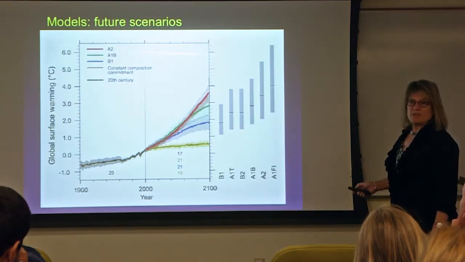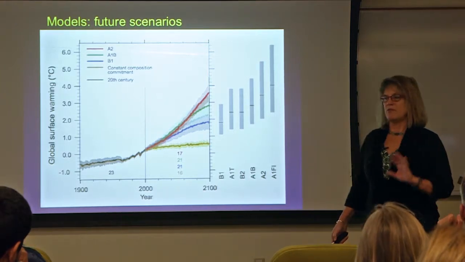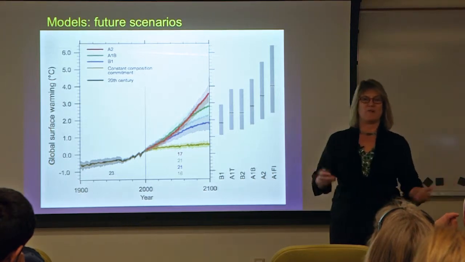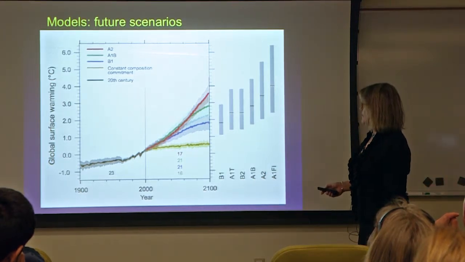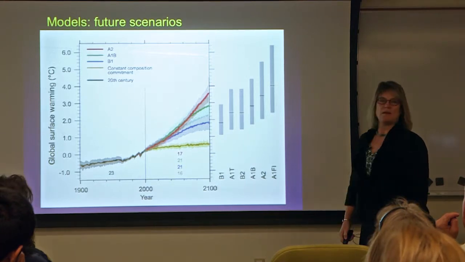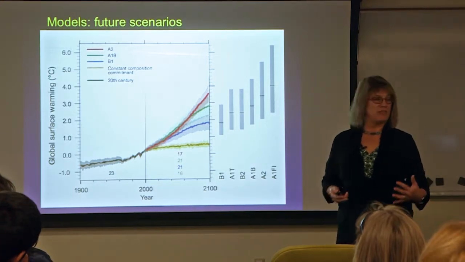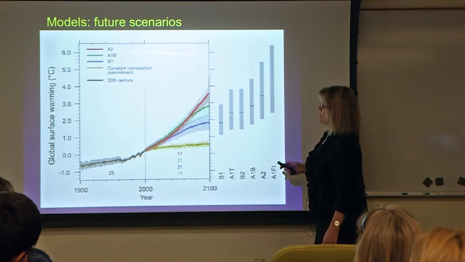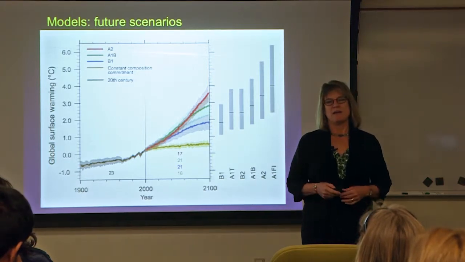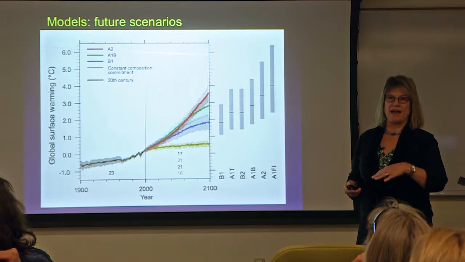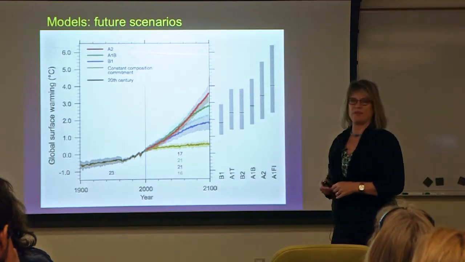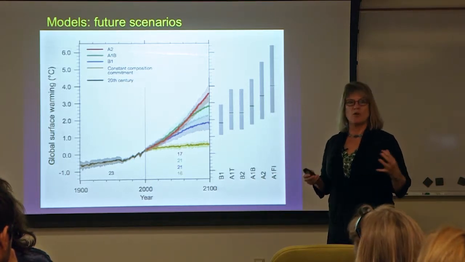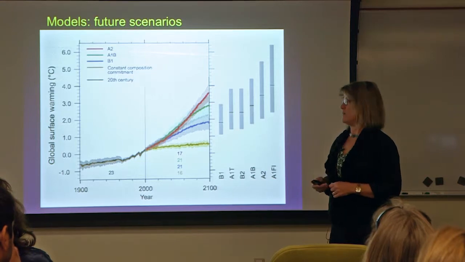So models obviously are also used for future scenarios, and you have no doubt heard about these. The models have to be good at predicting or at matching what has happened in the past. But then models can be used to explore what would be the impact of different scenarios, different decisions that we might make as a society. And so that's what these are. These are different scenarios that have been developed by the AR4, which was the last Intergovernmental Panel on Climate Change report. It developed a series of scenarios that had to do with how much control people would have on emissions.